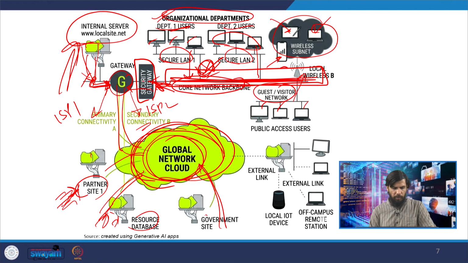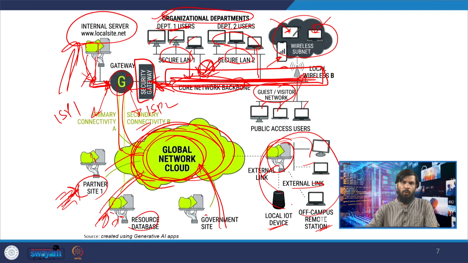So, these are all examples of other organizations which would also be connected to this. Then there might be other examples as well. This is another site, and IoT devices are connected, an off-campus remote station, and external linkages you can see. This is also being shown here as another campus location, and you are trying to connect. So, this is how the internet actually looks like: a global network of networks. So, let us move on.